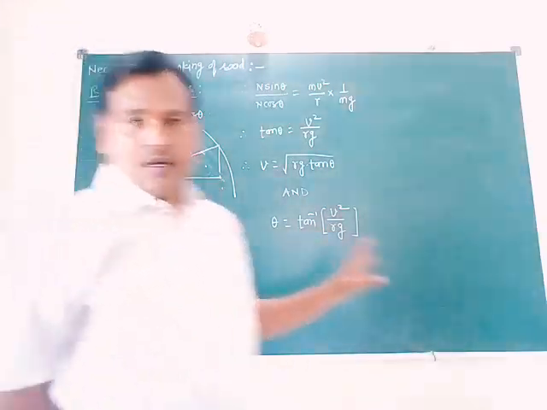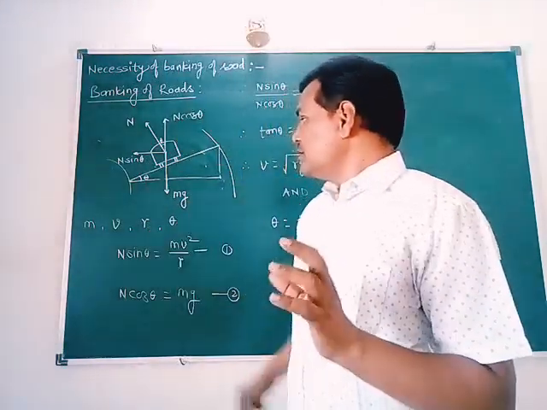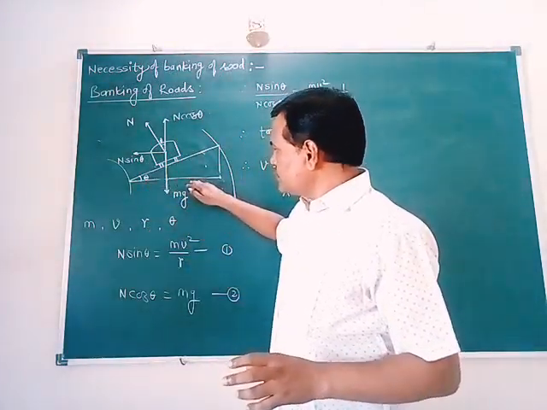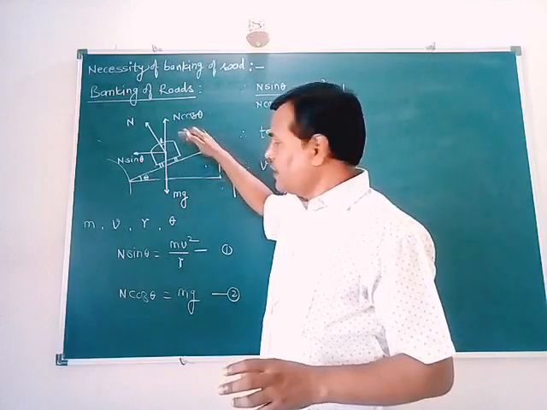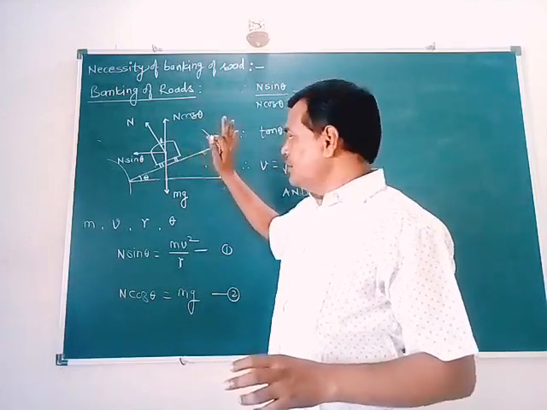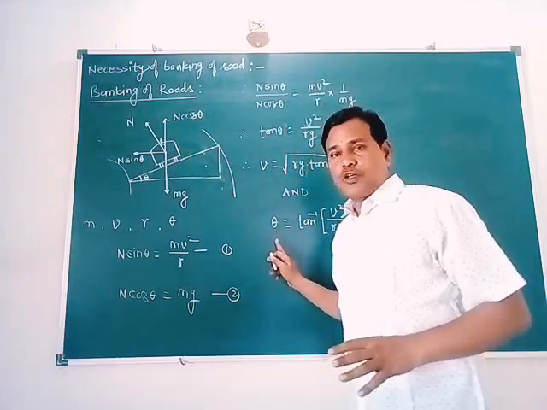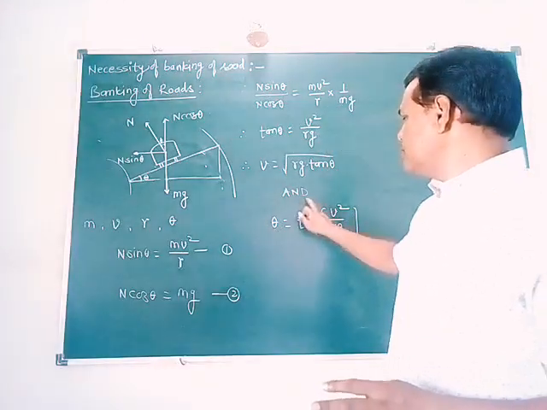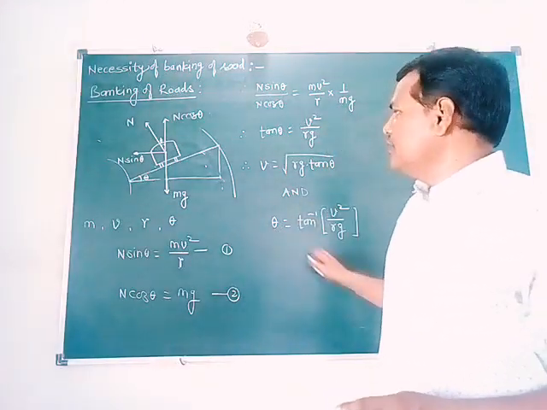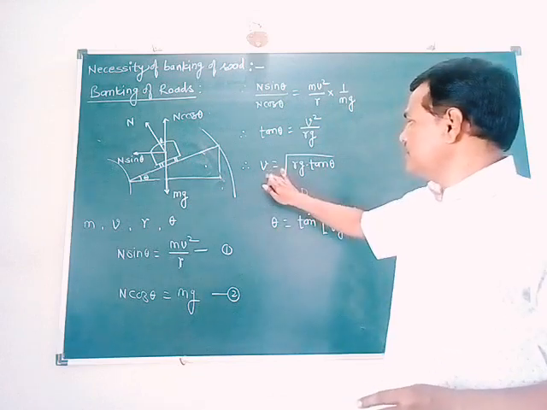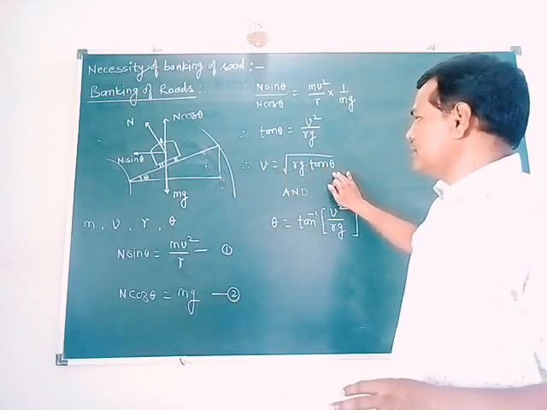The definition of angle of banking is the angle between the horizontal surface of the road and the inclined surface of the road at the turn or curve. It is called the angle of banking. The expression for angle of banking is theta equal to tan inverse of v square upon r g, and the expression for velocity is v equal to square root of r g tan theta.